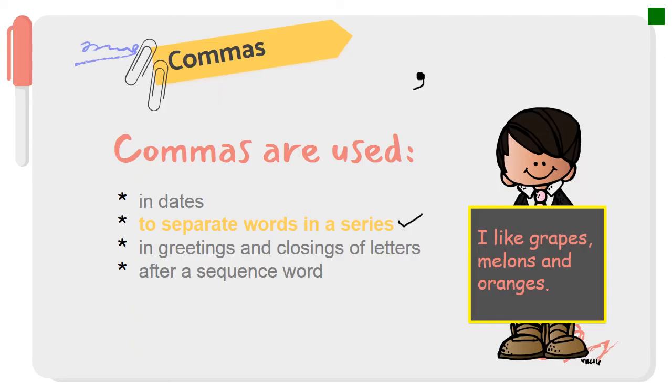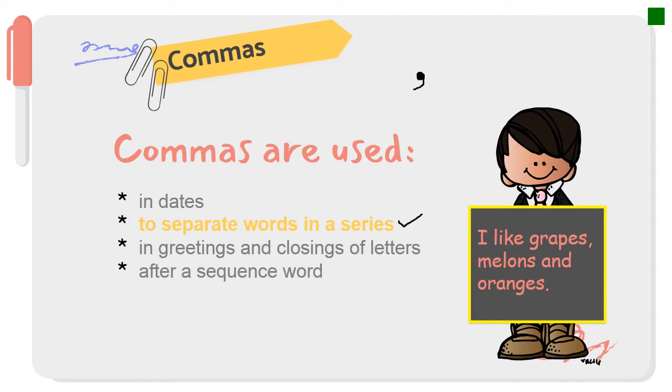Commas. We all know how a comma looks. A comma looks like this. Commas are used in dates. They are used to separate words in a series. This is what I'm going to teach you about now. And commas are used in greetings and closings of letters. We all learned how to write a friendly letter and when to use commas. And they are used after a sequence word, for example, first, next, and so on.